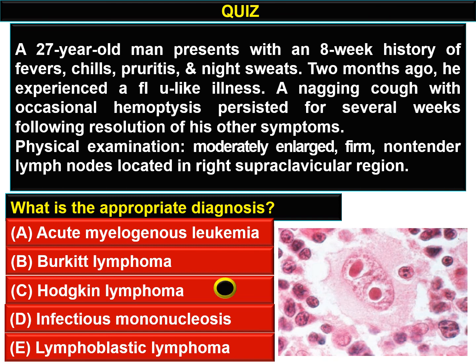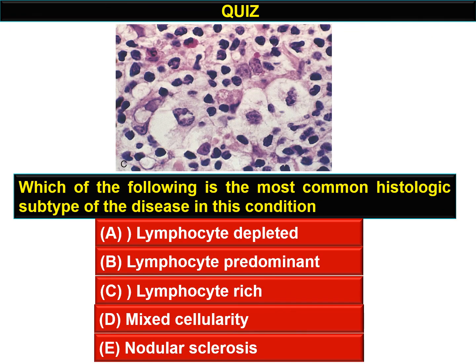This is Hodgkin lymphoma. Then, which of the following is the most common histological subtype of the disease in this condition? There is presence of Reed-Sternberg cell, and which of these subvarieties has this type of Reed-Sternberg cell? And this is the nodular sclerosis, which is the commonest variety and is characterized by the presence of lacunar Reed-Sternberg cells.